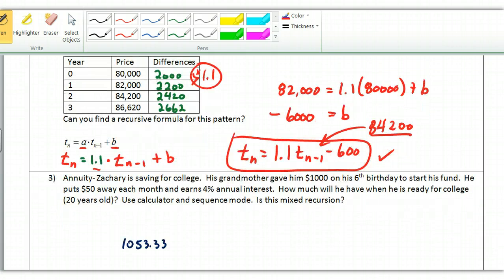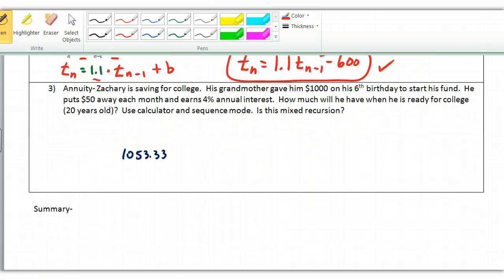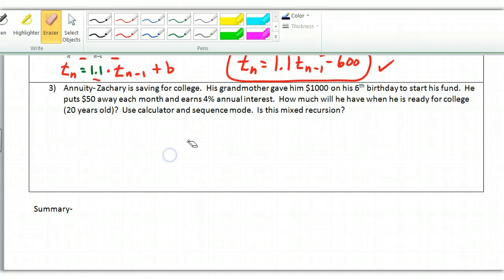Okay, annuity. Boy, we've done a few of these over and over again. So here's a situation: we have $1,000 on his 6th birthday to start his fund. Put $50 away for each month. So when he's 20, how much will he have? He's going to have to do national service, so we'll see what happens there.